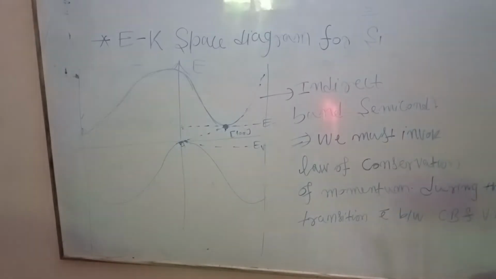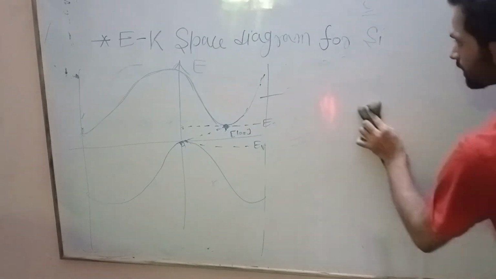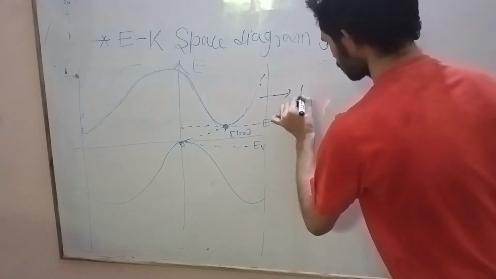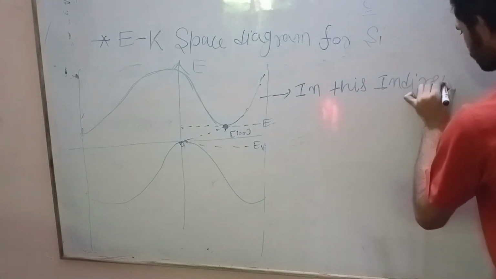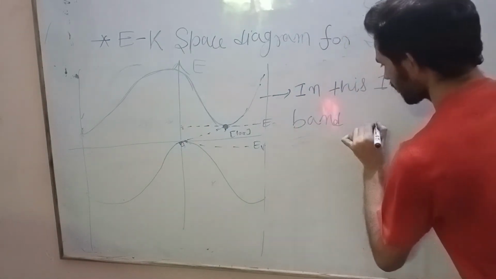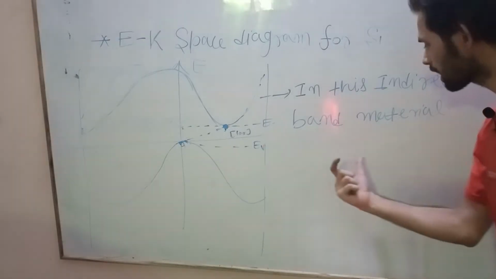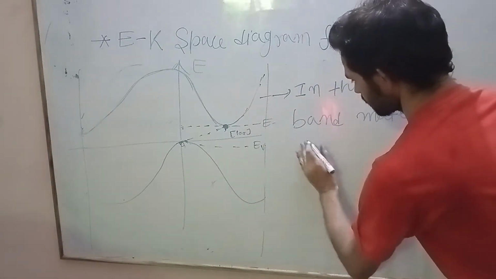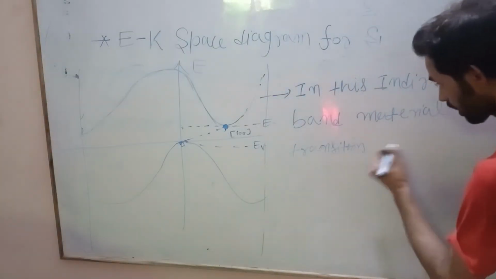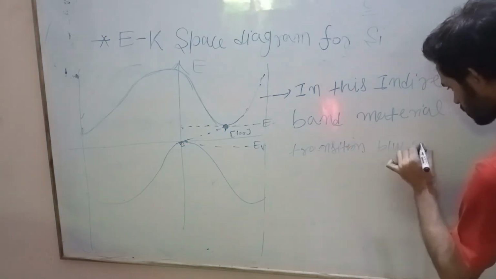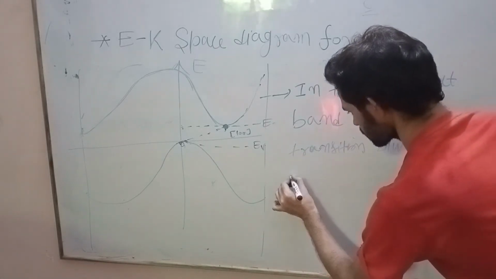Next, in this indirect band gap material, the transition between the conduction band and the valence band must what?